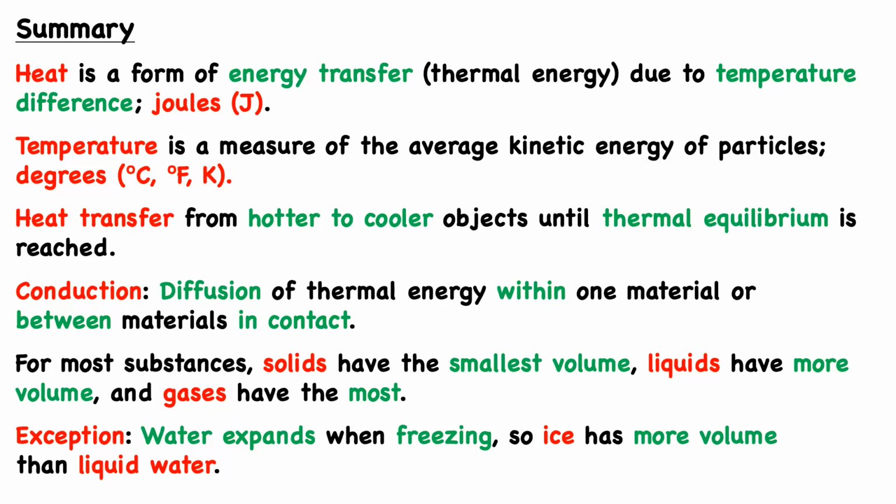After that, we went on to discuss expansion as a consequence of temperature change, and said that most substances have solid states with the smallest volume, liquid states with the second smallest volume, and then gases, which will have the greatest volume. Again, we're talking about the same material in each of these 3 states. And then we pointed out one very important exception, which is water, because water expands when freezing. So ice actually has more volume than liquid water. In most cases, going from liquid to solid, the volume would decrease. But again, water is an exception, and the volume will actually increase.